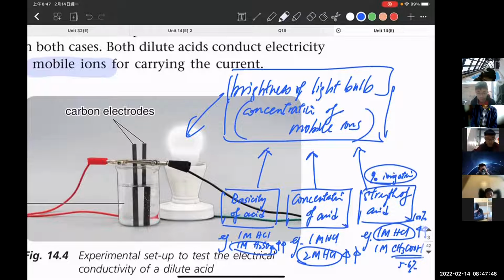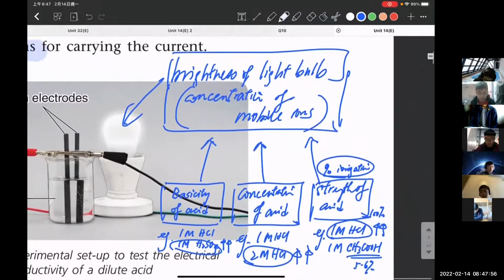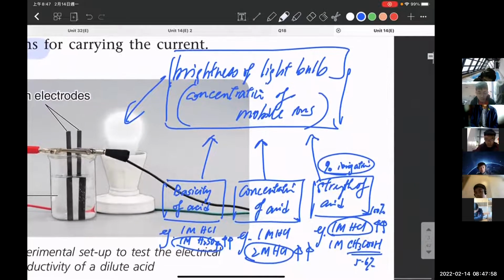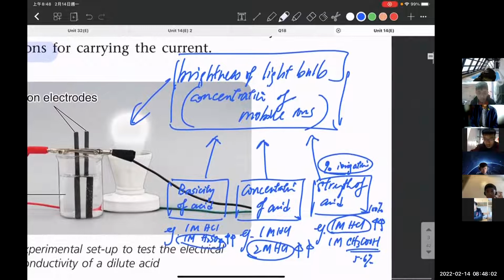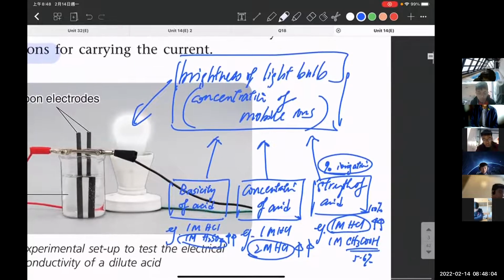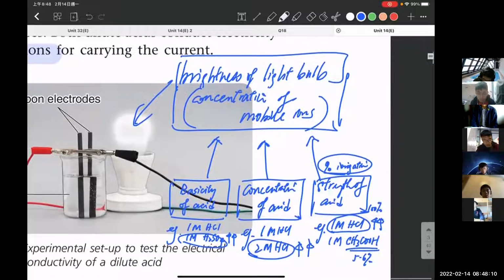Any questions so far? Any questions? Okay. All of you have copied? Maybe you capture the screen first, okay? All right. Shall we move on?